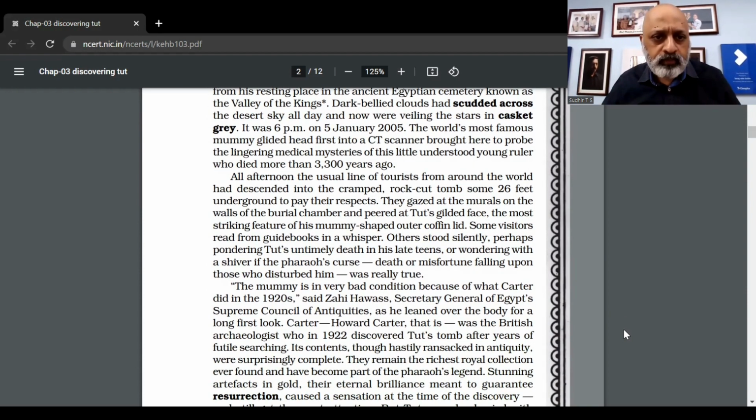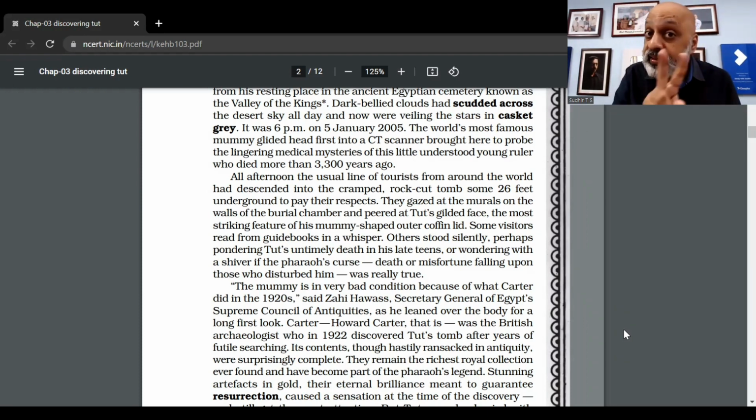Now, one afternoon, the usual line of tourists from around the world had descended into the cramped rock cut. Rock cut means made by cutting a large rock, tomb some 26 feet underground to pay their respects to King Tut's mummy. They gazed at the murals. Murals is like the paintings on the rocks, the walls, जैसे पुराने जमाने में होता था, on the walls of the burial chamber and peered at Tut's gilded face.